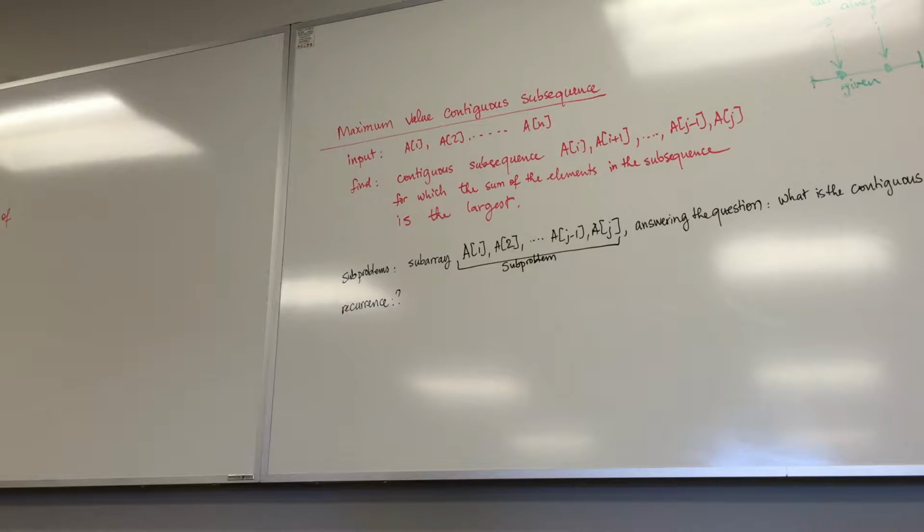Last endpoint is the same as end of array. In other words, these two are asking slightly different things, but that's what we have to do in order to be able to have a recurrence.